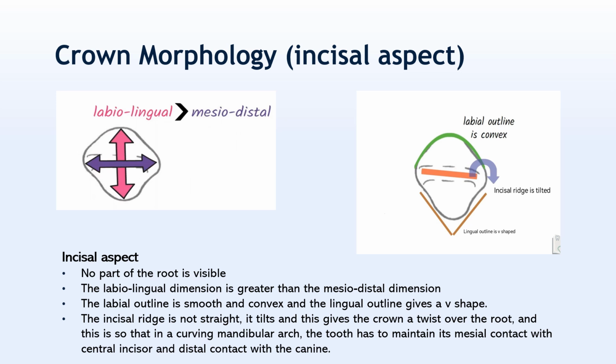And back to what I said, the incisal ridge is not straight. It's straight, but it's not horizontal. It twists, and this is the reason why it twists. It twists so that it can give the crown a twist over the root, so that when the mandibular arch curves, the mandibular lateral incisor can maintain a mesial contact with the central incisor and a distal contact with the canine.